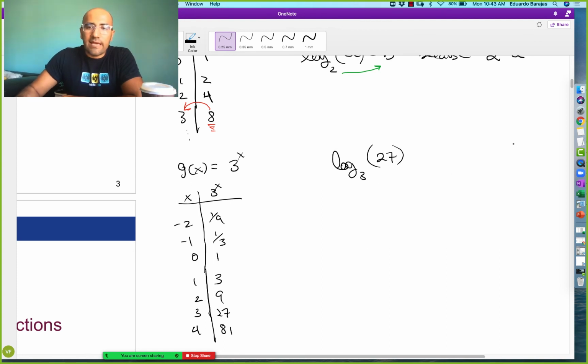This is the same thing as asking you, 3 to what value equals 27? Good. That's what this is asking you. And again, the only way to know that is to know this table really well. So I'm just reading this in reverse, right? They're inverse operations. 27 is right here, therefore the answer is 3, because 3 to the third power is 27.